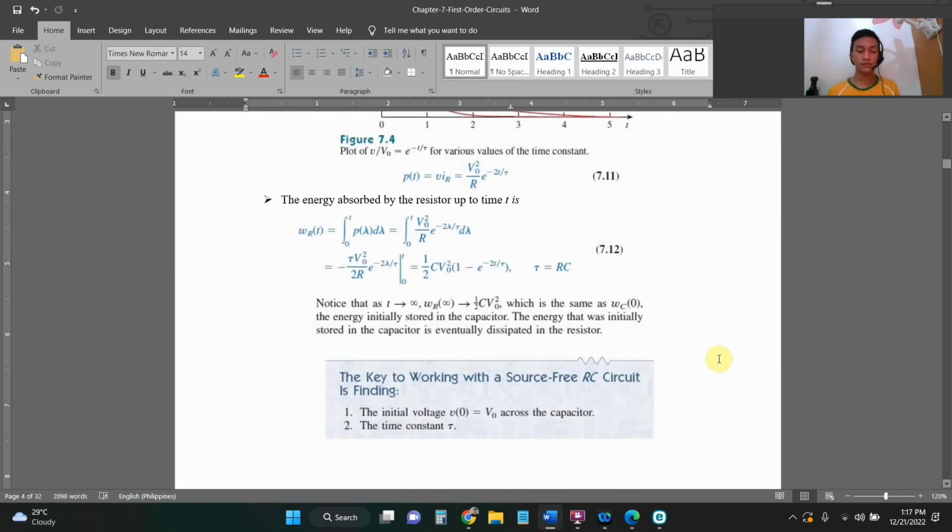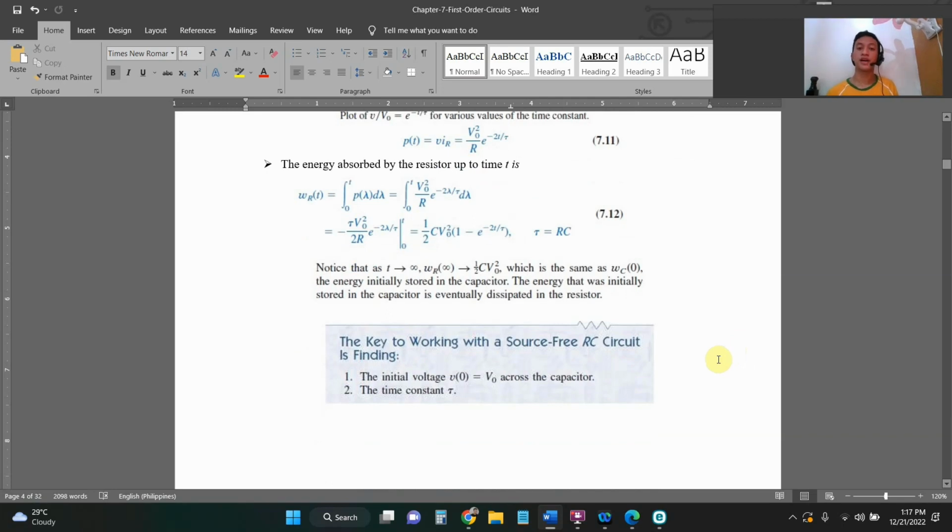Next is the energy absorbed by the resistor up to time t: w equals the integral from 0 to t of p dt. Power equals vi, and i equals v over R. So we can change p into V squared over R times e raised to negative 2t over tau. It equals tau V squared over 2R times e raised to negative 2t over tau, and we can substitute the initial and final values of time.